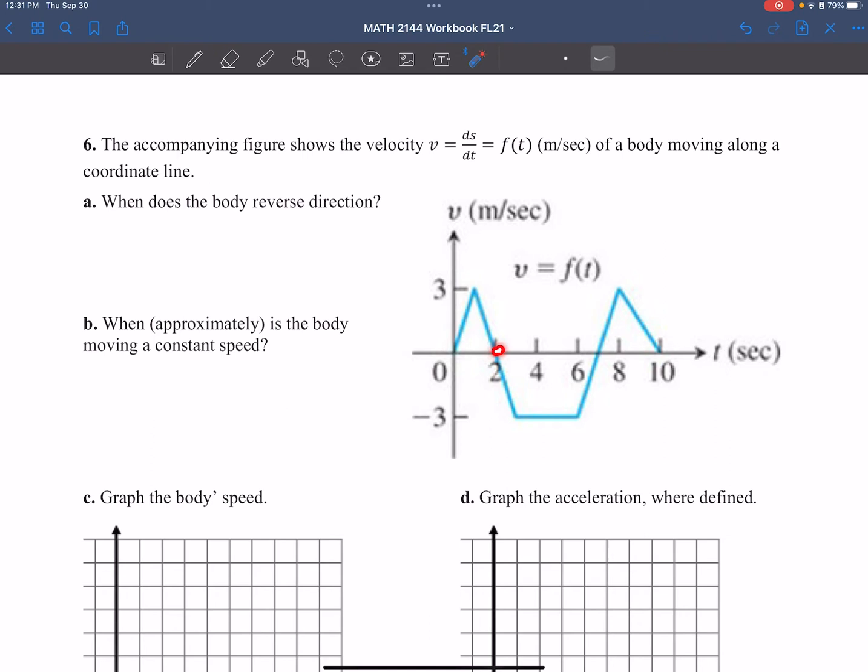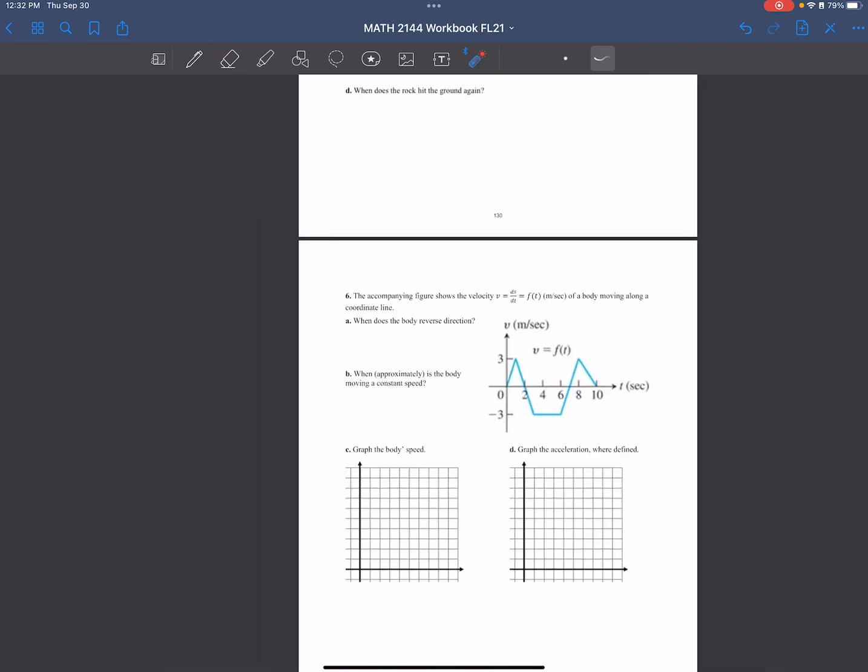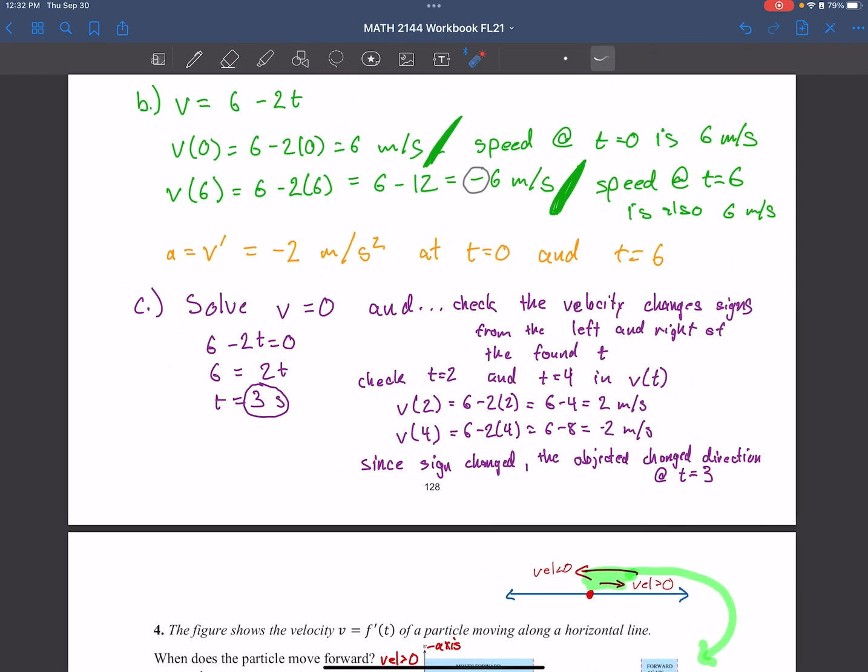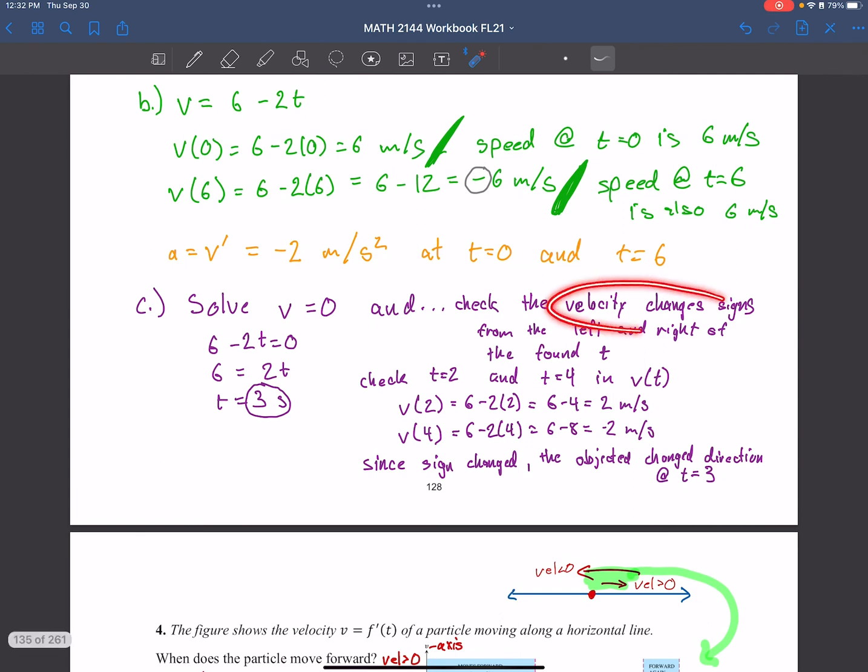So Destiny, I saw your hand as well. What do you say is when the body reverses directions? I put the interval from 2 to 7 because velocity is infinite. So from 2 to 7, this is when the car is in reverse. This is not when it reverses direction. This is very much related to the question we did at the end of last class. Remember, when the velocity changes sign is when it actually reverses direction, because what you were thinking about is when it is in reverse.